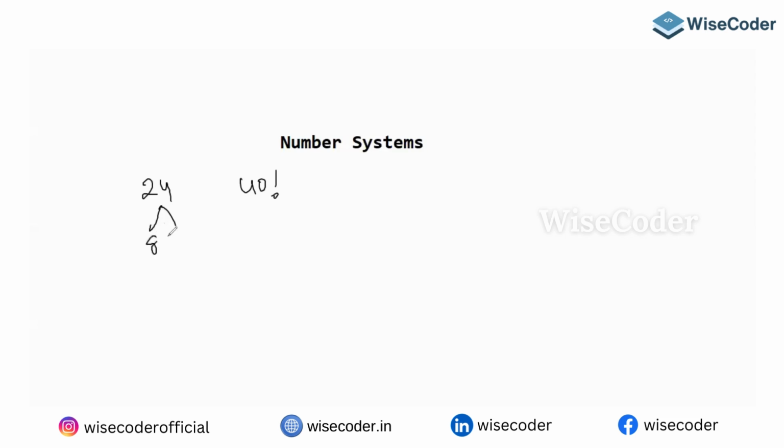8 into 3. But 8 is not a prime number, so how are you going to write 8? 2 cube into 3. So let's figure it out.